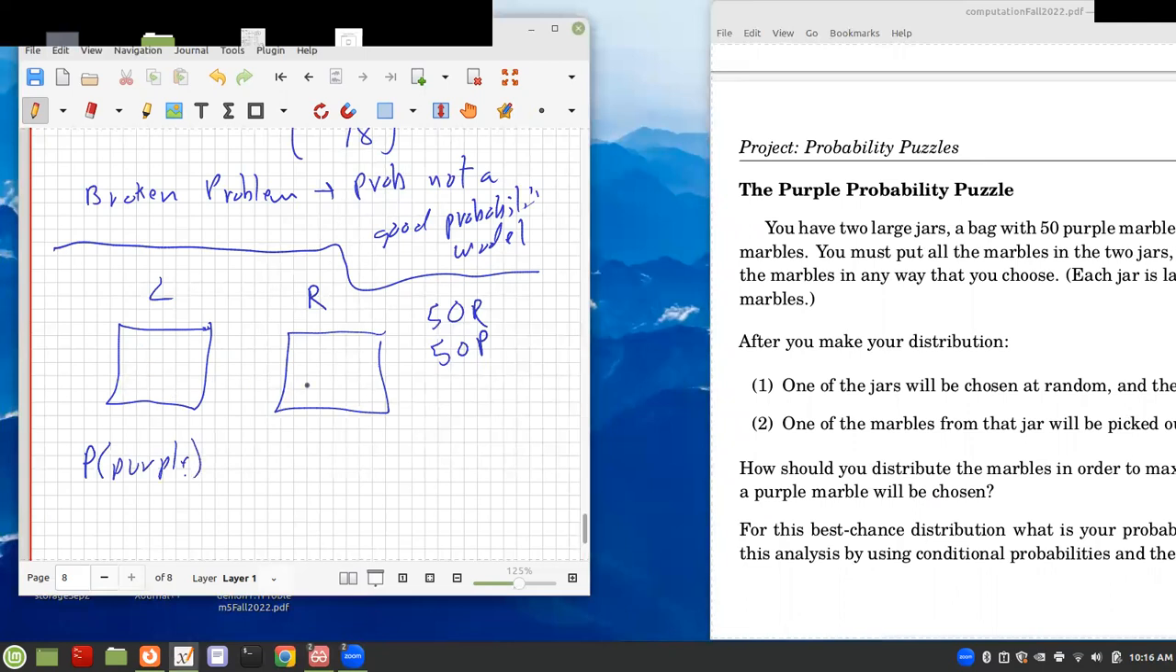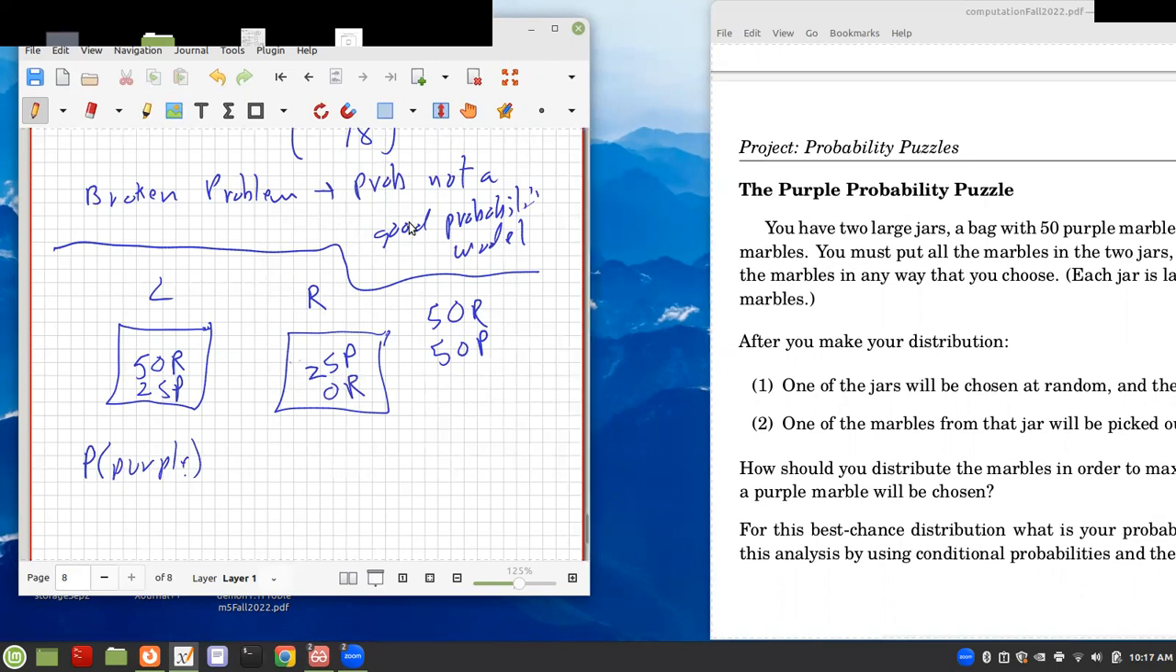The experiment is you choose left or right, equally likely, just randomly, and then you reach in and choose one of the marbles given the distribution. Let's say you put in the left 50 red and 25 purple, and over here on the right you're going to have 25 purple. So I've divided the purple between the two, and put the 50 red here, 0 red here.